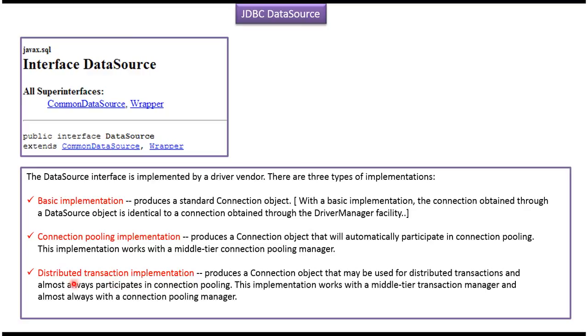The third one is the distributed transaction implementation, which produces a connection object that may be used for distributed transactions, and it will always participate in connection pooling. This kind of implementation works with the middle tier transaction manager, and it also works with the connection pooling manager.